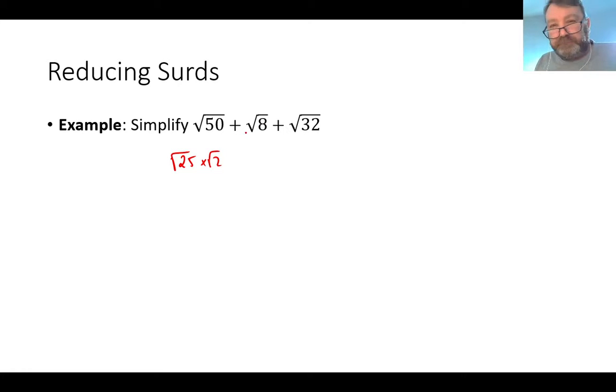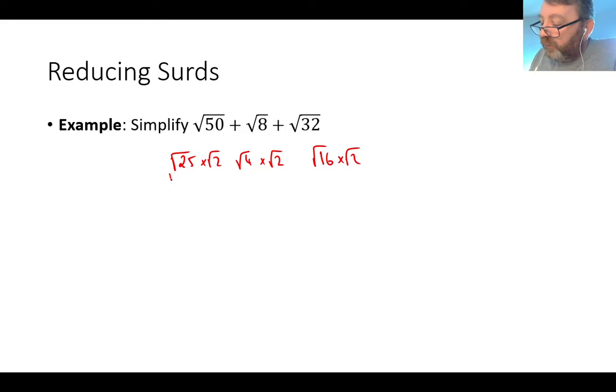What about 8? Is there any square number that is a factor of 8? Yeah, 4. 8 is 4 times 2. So therefore root 8 is root 4 times root 2. And lastly, 32 has as a factor the perfect square 16. So that's 16 times 2. So therefore root 32 is root 16 times root 2.